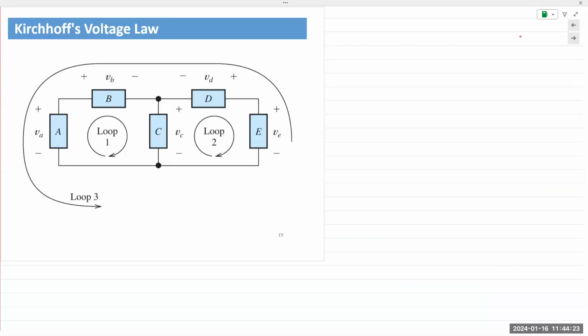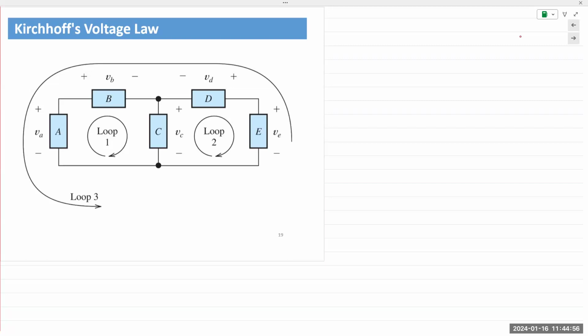KVL, again, like KCL, is derived from the law of conservation of energy. It's actually quite brilliant. Current is kind of obvious. You would say that all currents entering a junction have to leave a junction, or the sum of currents around a node is equal to 0. Similarly, KVL states that if you take an electrical loop, which is a closed pathway, and you sum up all of the voltages around that loop, they will always sum up to 0.